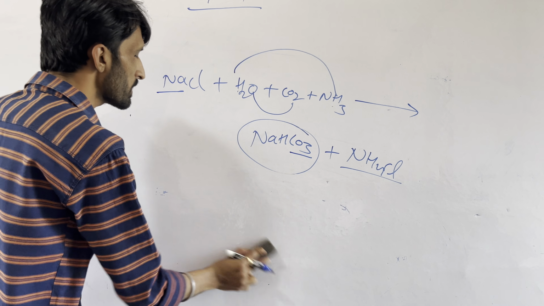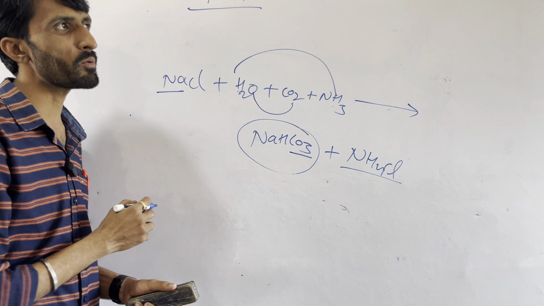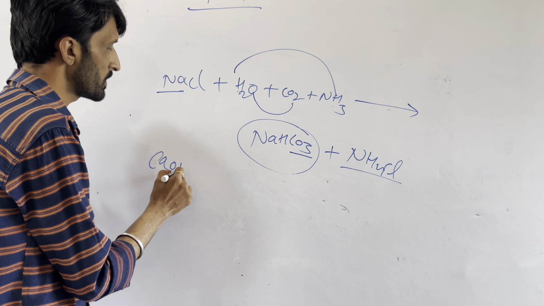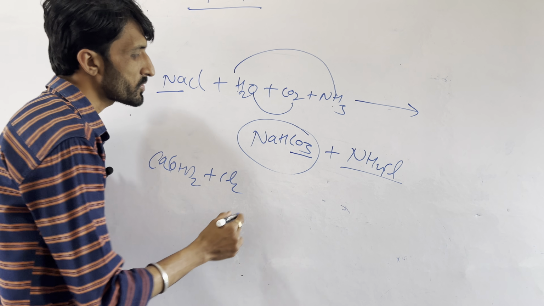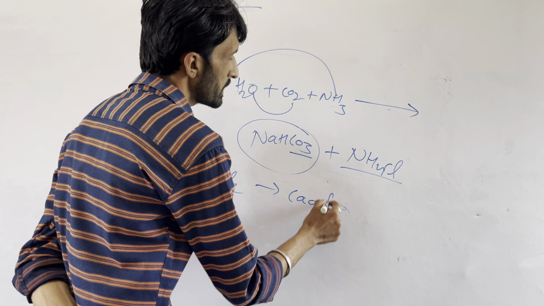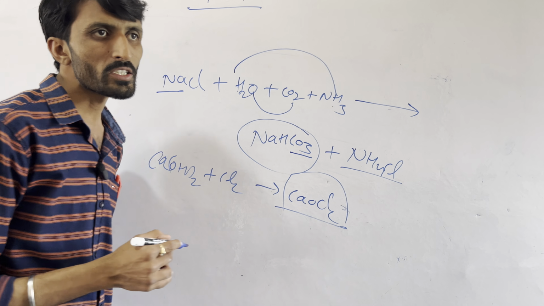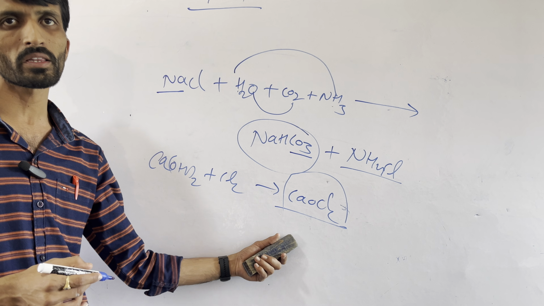Next we have bleaching powder. So what is bleaching powder? Bleaching powder we are preparing from what? Calcium hydroxide. When it reacts with chlorine, we are getting CaOCl2. This is called calcium oxychloride. This is called bleaching powder. Along with it a byproduct is coming. You have to remember this one.